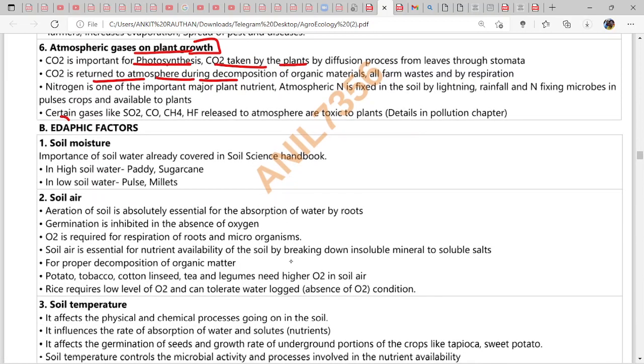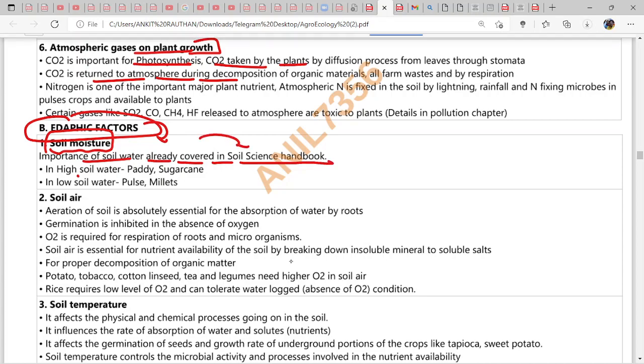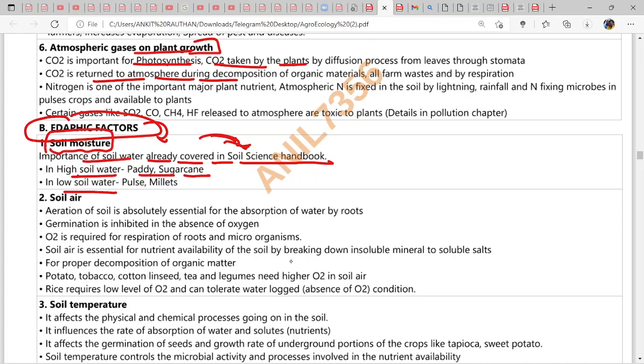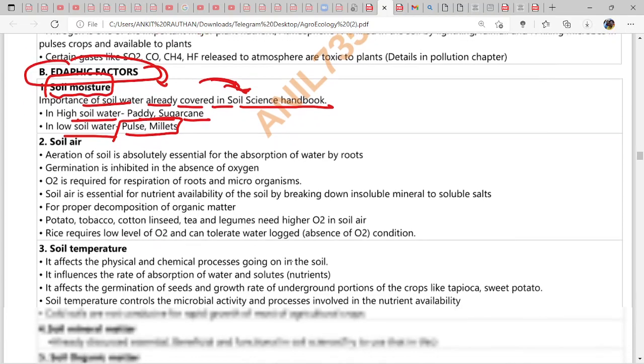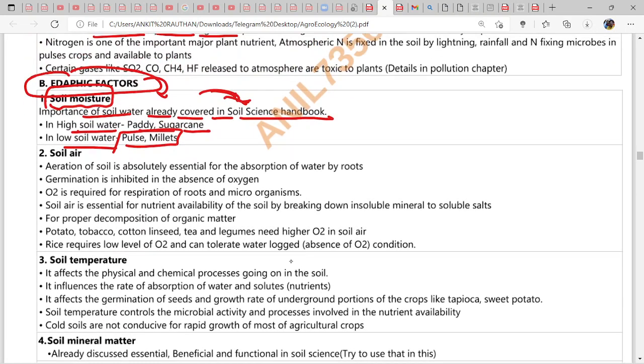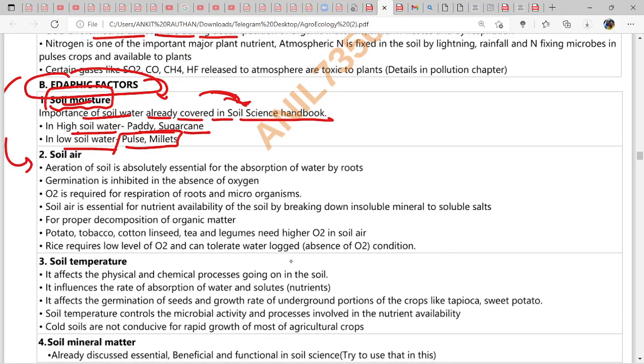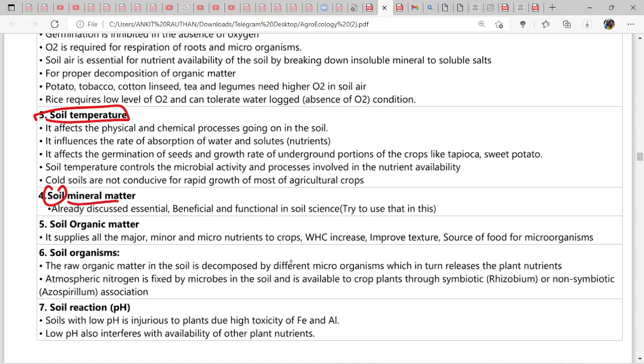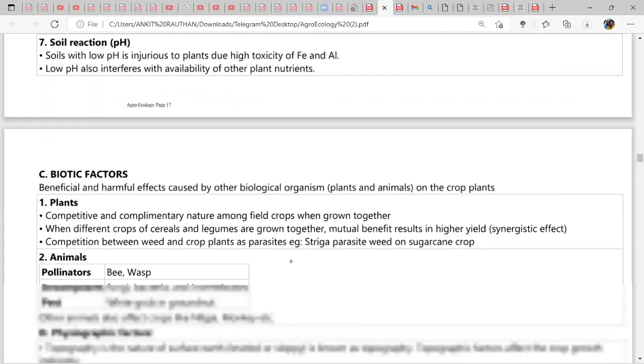Now we will see the edaphic factors. These are new factors for us. Edaphic factors include soil moisture. The importance of soil water is already covered in soil science. High soil water: paddy, sugarcane. Low soil water: pulses and millets. Soil air. Edaphic factors talk about soil moisture, soil air, soil temperature. They are talking about soil only: soil mineral matter, soil organic matter, soil organisms, soil reaction.